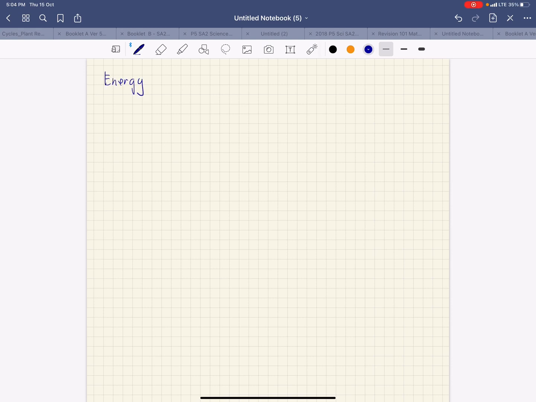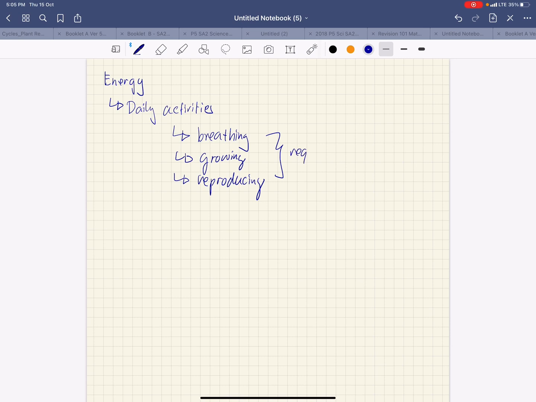Now, energy is very important for daily activities. What kind of daily activities are we talking about? I'm talking about breathing, growing, reproducing. All these activities require energy in order to function.